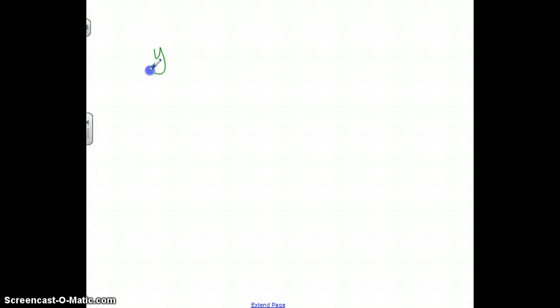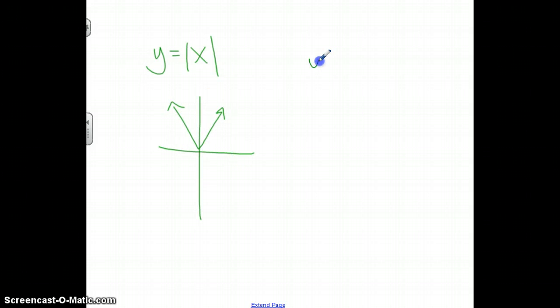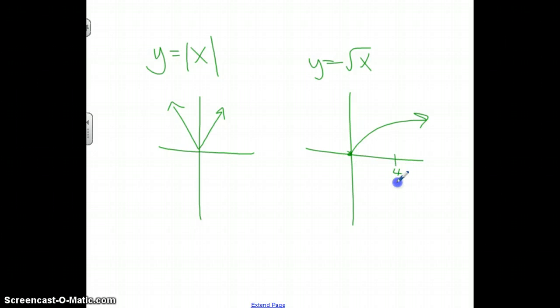If I give you y is equal to the absolute value of x, then you should know that that's going to graph a V. If I give you the square root function, you should know the general shape of that. It starts at 0, 0 and goes over to 4 and up 2 because the square root of 4 equals 2.